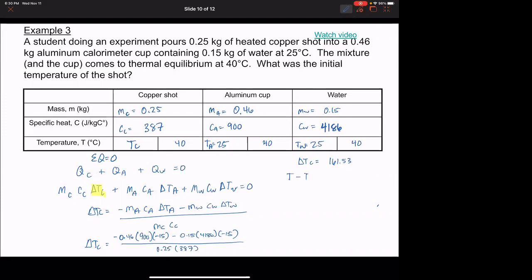So remember, T minus TC equals 161.53. The final temperature is 40 minus TC equals 161.53. This actually comes out to be negative. This should be a negative temperature change. Sorry, when you do this math here, those are positive 15s. Yeah, 40 minus 25. I screwed that up. Positive 15s. So that means this is negative. So TC ends up being 201.53 degrees Celsius. That's how hot the shot is.